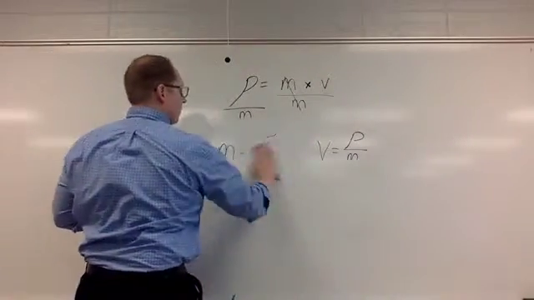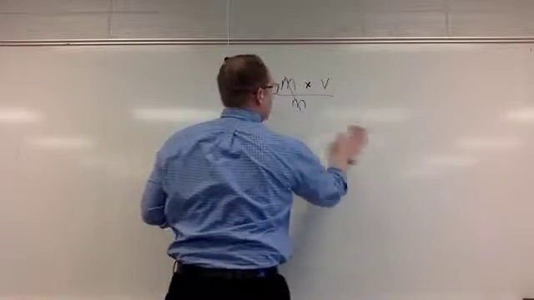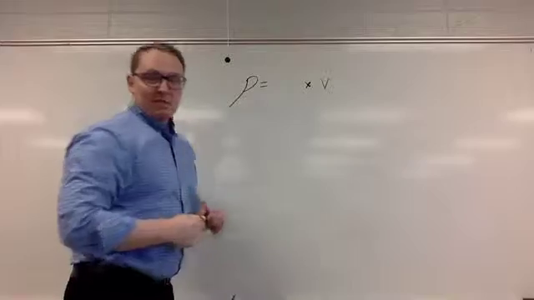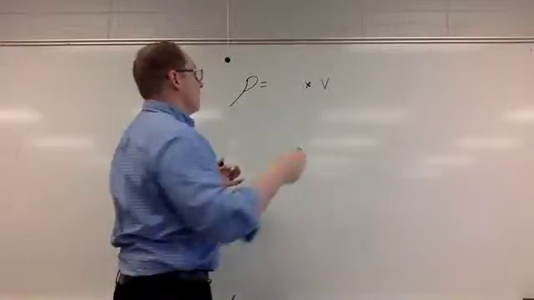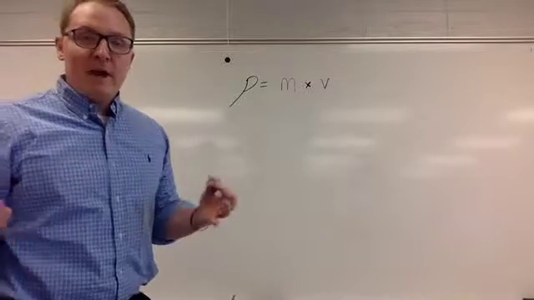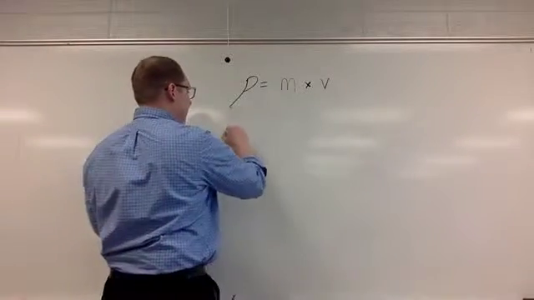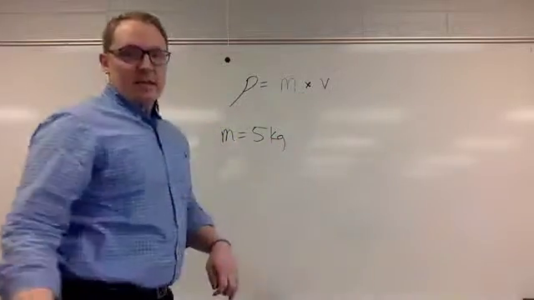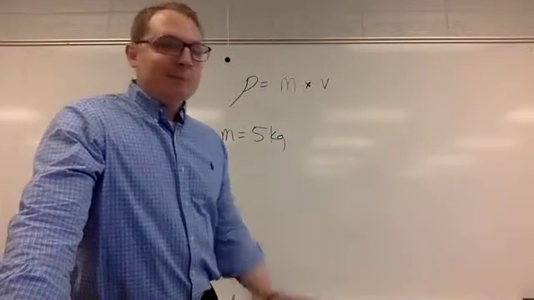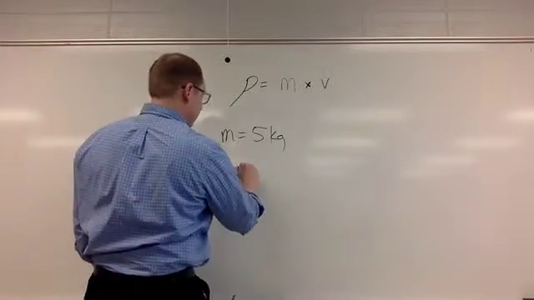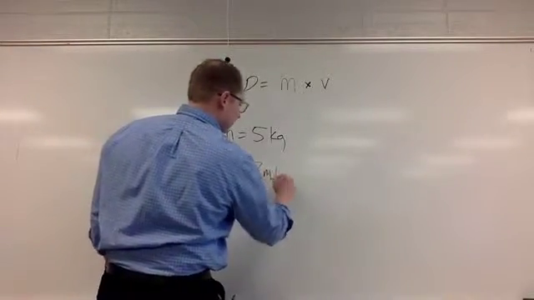If we wanted to know the momentum of a bowling ball, we only have to know two things. We have to know the mass of the bowling ball, and we have to know how fast it's going. So let's go ahead and say we have a 5 kilogram bowling ball. So our mass is 5 kilograms. And let's say that that bowling ball is moving 7 meters per second. All right? So our velocity is 7 meters per second.